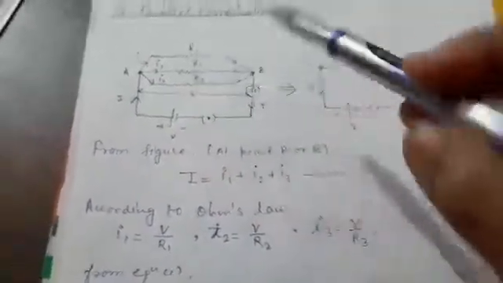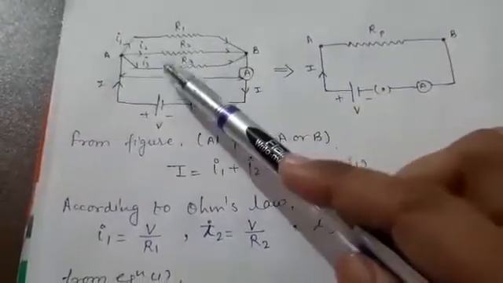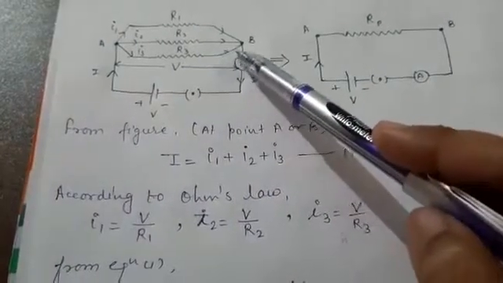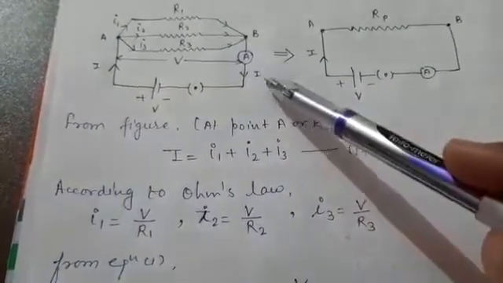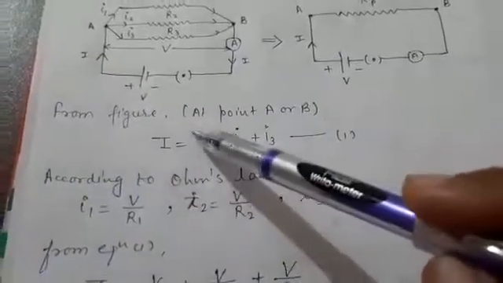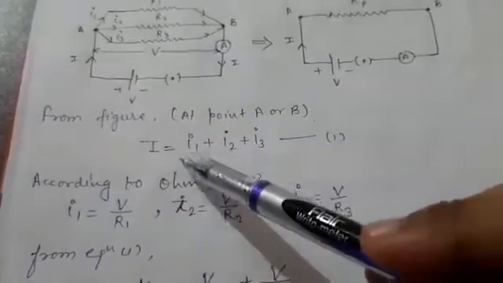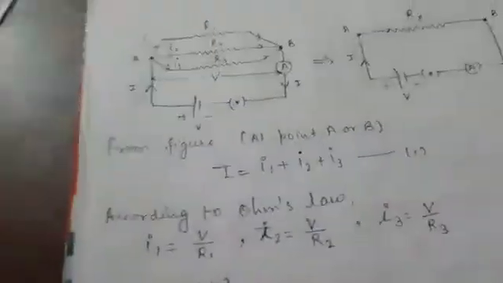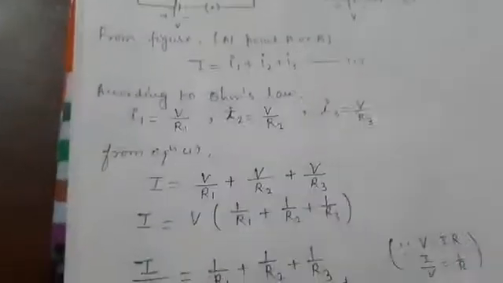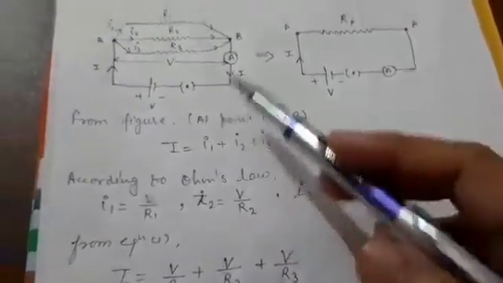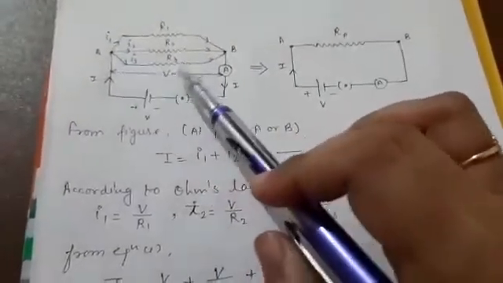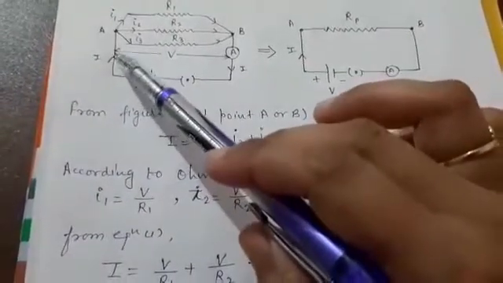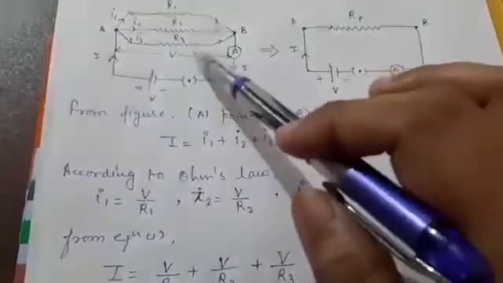Okay. And I1 is flowing through R1, I2 is flowing through R2, I3 is flowing through R3, and they will again meet at point B and they will form I. Okay, so from figure at A or B, I is the sum of I1, I2 and I3. This is equation 1. And according to Ohm's law, we will write the values of I1, I2 and I3 here. So all the 3 resistors are connected between the 2 points. Suppose the potential difference between A and B is V.